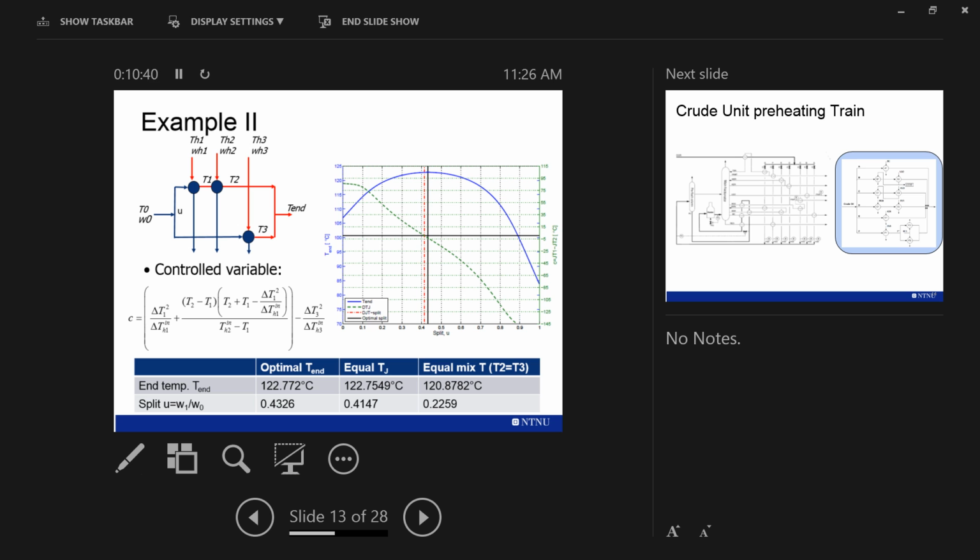If we have two heat exchangers, then we get this control variable. This part here corresponds to the second heat exchanger, and this here to the first branch.